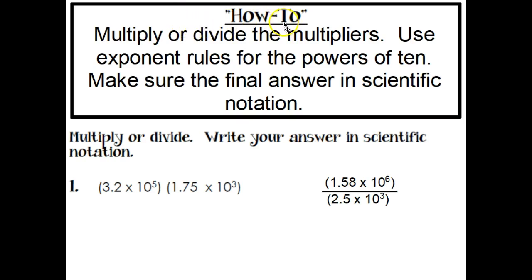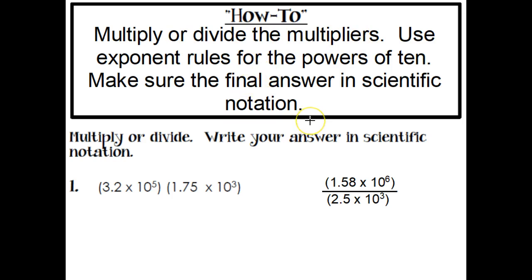So multiplying or dividing in scientific notation. I lost my train of thought. When you're multiplying and dividing scientific notation, use the exponent rules for the powers of 10. Make sure the final answer is in scientific notation. So multiply or divide the multipliers. That's what you do first. Multiply or divide the multipliers.